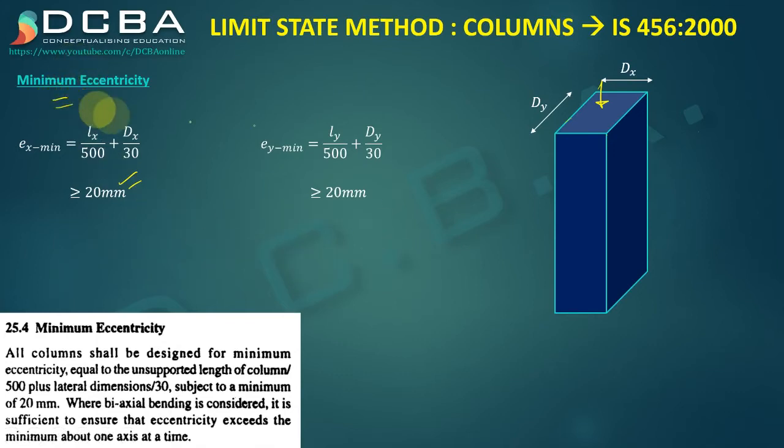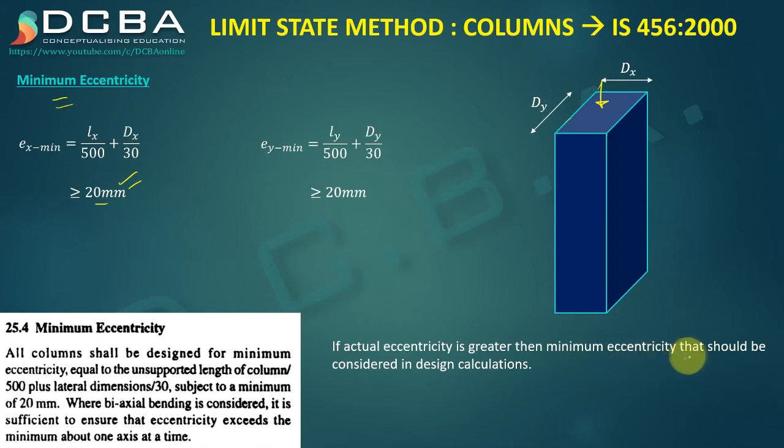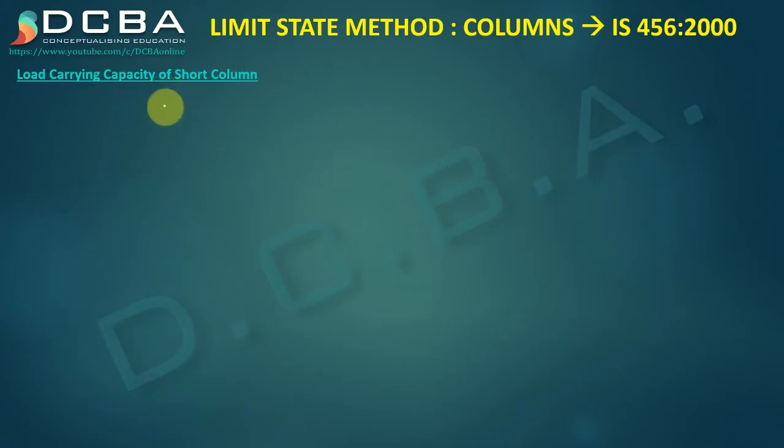Again, these are the minimum eccentricities when nothing is given, but when the moment and everything is given, when the actual eccentricity is given, then we have to take that actual eccentricity and not this minimum eccentricity. And we have to check whether that actual eccentricity is greater than 20 or greater than this minimum eccentricity or not. If actual eccentricity is greater than minimum eccentricity, that should be considered in design calculation, and vice versa also. If minimum eccentricity is greater than actual eccentricity, that should be considered in design calculation.